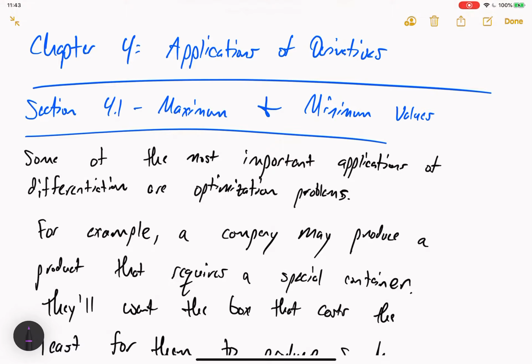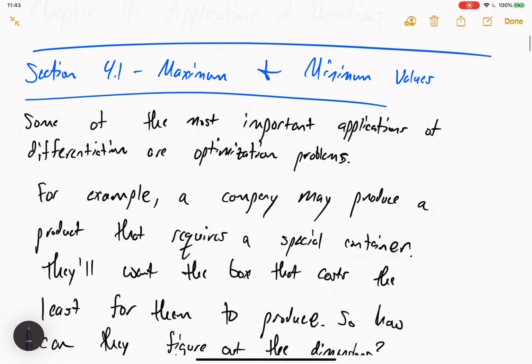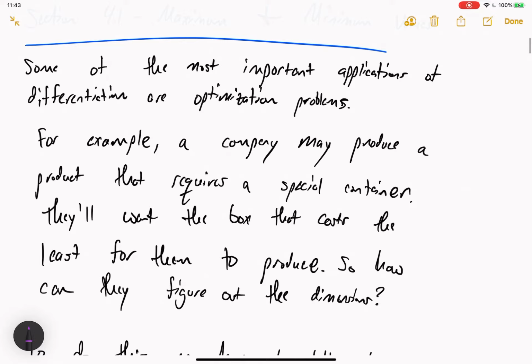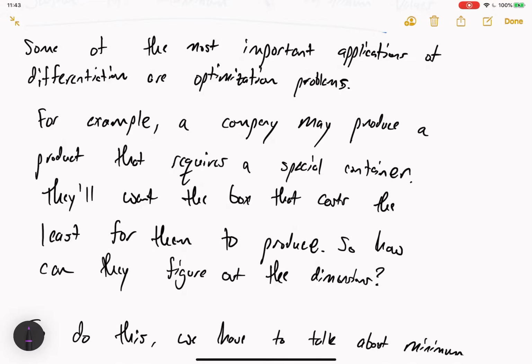We kind of learned the language of them, like the grammar rules, but now we need to build sentences off them. Meaning, great, now we know how to take derivatives, but what are they used for? How can we actually do something nice with them? Some of the most important applications of differentiation are optimization problems.